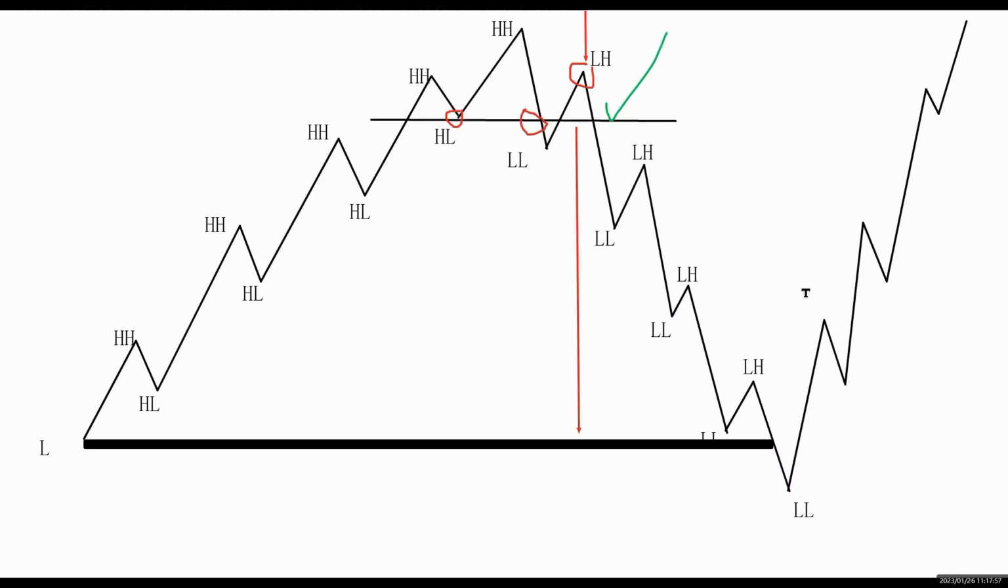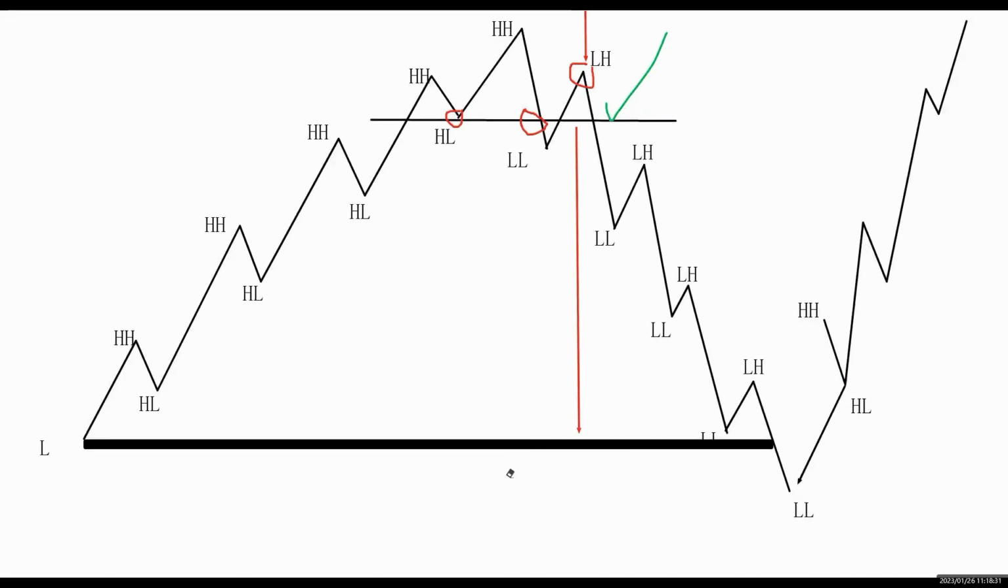But what happened right here? We have a high. That means at this point we're now seeing a high forming that's higher than the previous high, which makes us label this as what? A higher high. Then we have a low that's higher than the previous low, which makes us label this as what? A higher low, which is where the new structure begins to form.